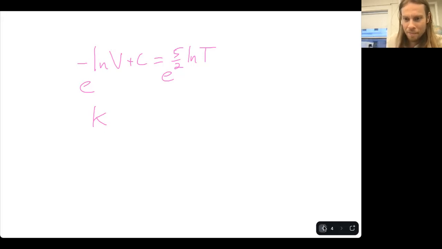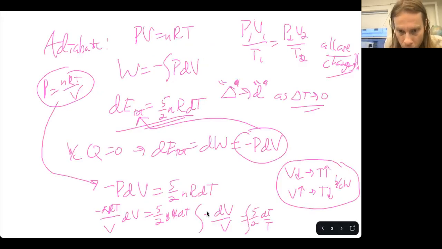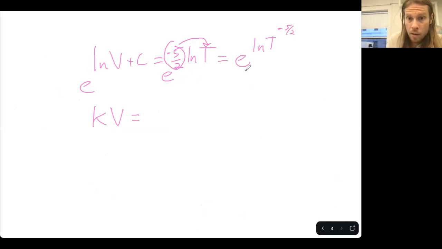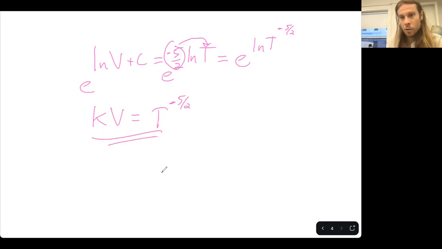In fact, hold on. I want to take a step back. I think I want to move this negative over here to make this cleaner. And then I'm going to get this to look more like this. It doesn't really matter that much, it's just better. So I have k times V equals, what is it? And then the negative 5/2 goes in here. So this is actually e to the natural log of T to the negative 5/2, right? And so I got that equals T to the negative 5/2. And that's our equation. Now this is a proportion constant.